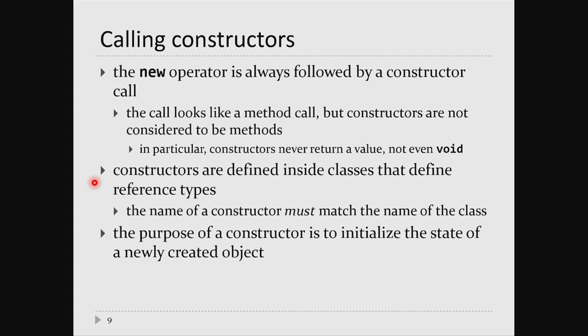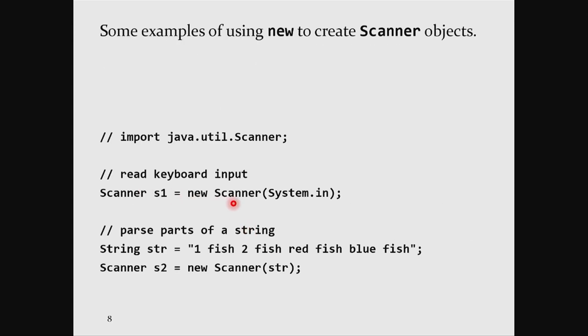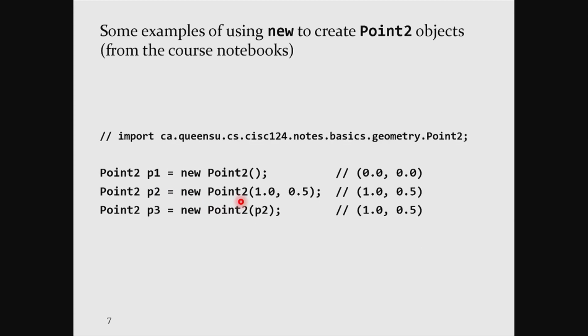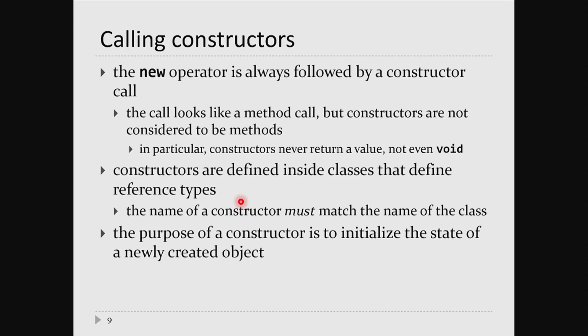Okay, so where are these constructors defined? Well, they're defined inside classes. And remember, the classes define these reference types. So somewhere inside the Point2 class, there's a Point2 constructor. Somewhere inside the Scanner class, there's a Scanner constructor. The rule of naming constructors is that the name of the constructor always matches the name of the class. So when you want to make a Scanner object, you always write new Scanner. When you want to make a Point2 object, you always write new Point2. So you can't give the constructors a different name.